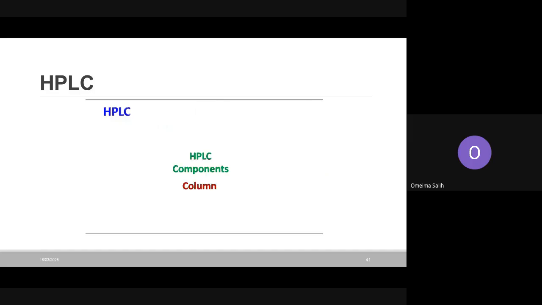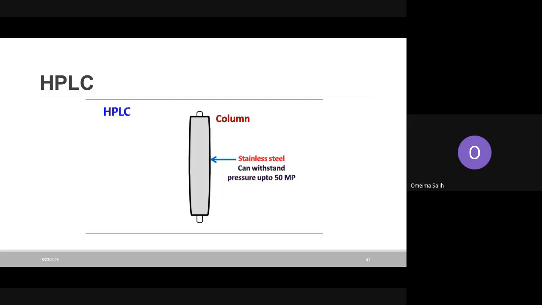Let's see the components of HPLC. The column is made up of stainless steel which can withstand a very high pressure up to 50 megapascals. The length of the column can vary from 5 to 25 centimeters and have an internal diameter of 4.5 millimeter. The flow rate of mobile phase through the column is usually 1 to 3 ml per minute.